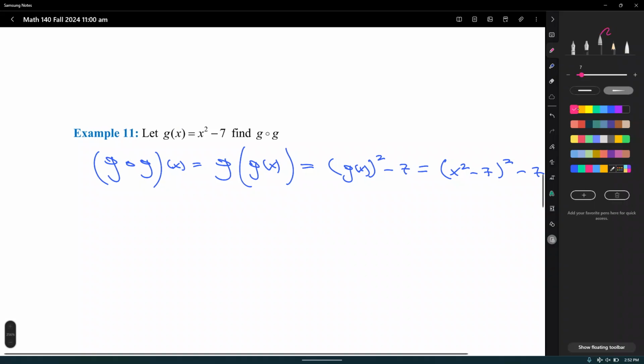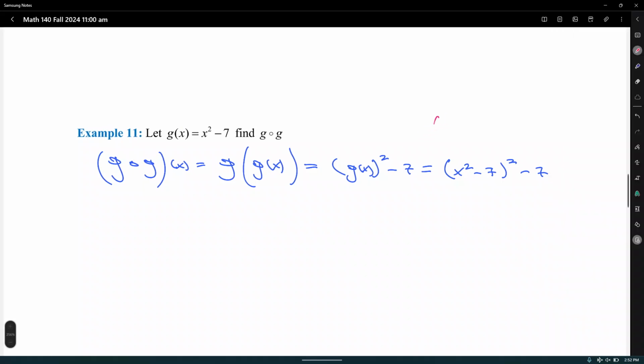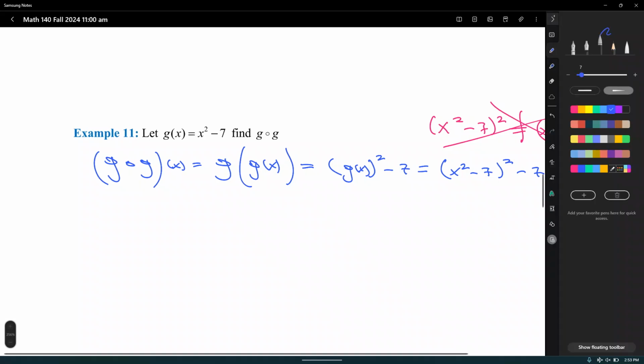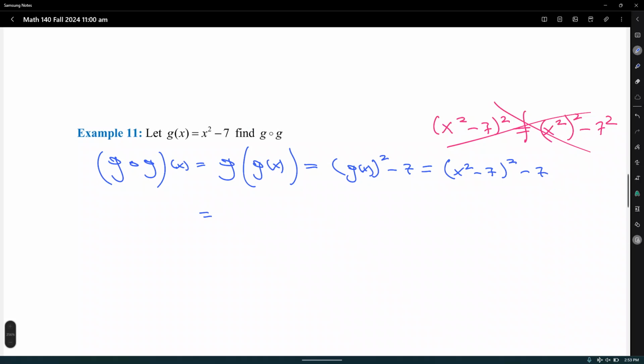Again, be careful. You don't want to do the following. Recall, and we have discussed this many times in class, x squared minus 7 squared is not equal to x squared squared minus 7 squared. No, that's all wrong. What do we have to do in this case? Either use the binomial square formula, or simply FOIL all this.